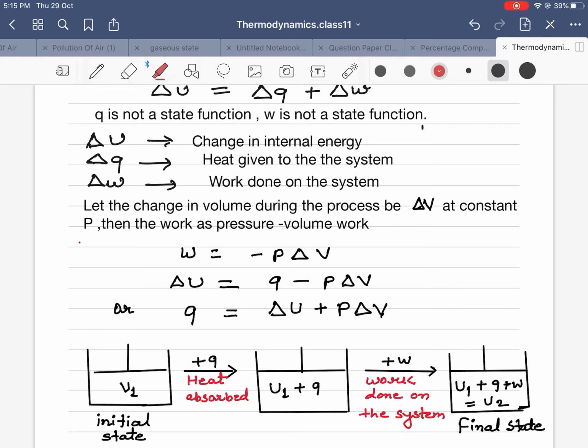Now, two interesting results follow from the mathematical formulation of the first law of thermodynamics. Neither Q nor W is a state function, but the quantity Q plus W, which is equal to delta U, is a state function, because delta U is a state function.